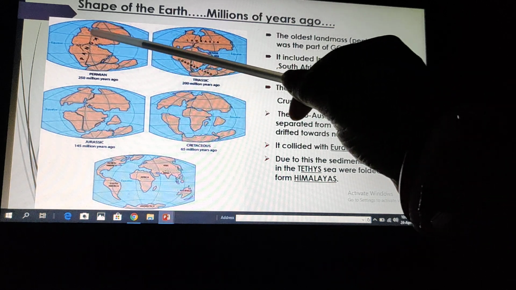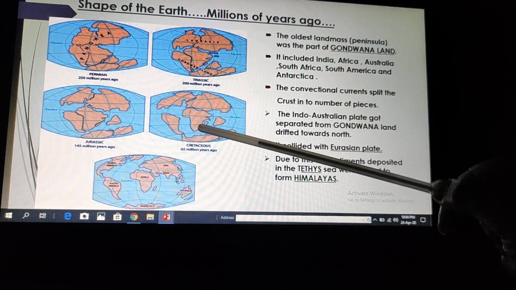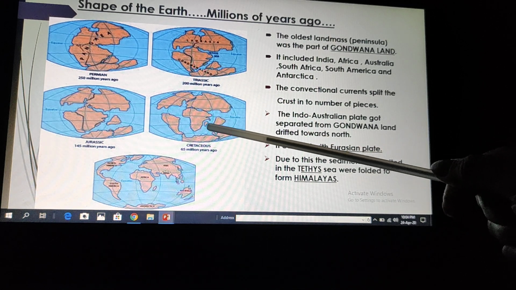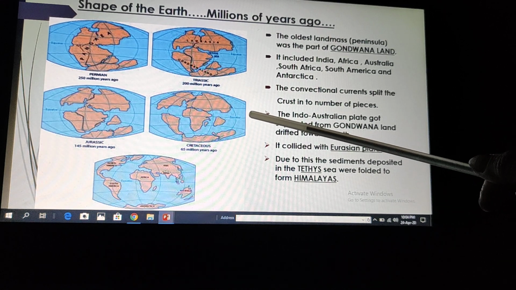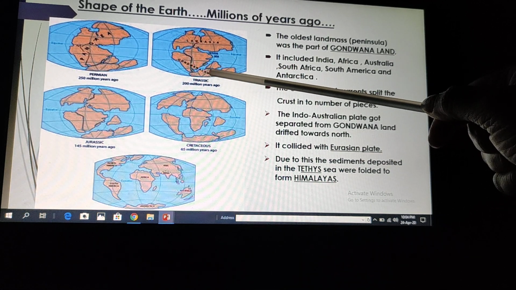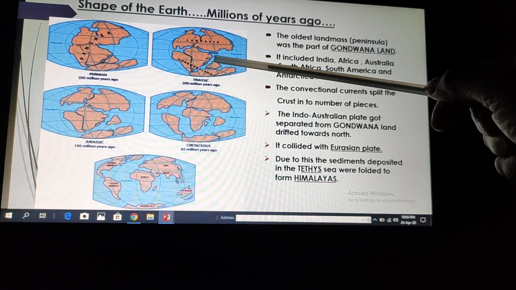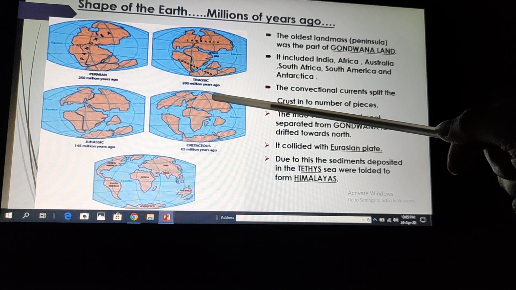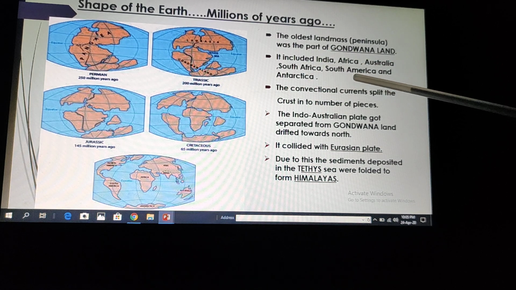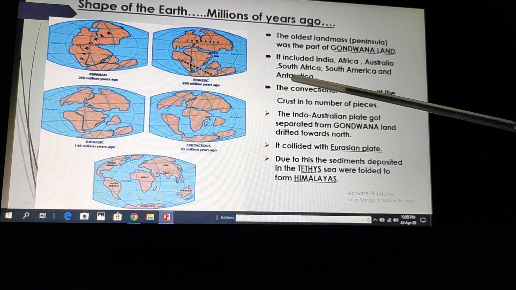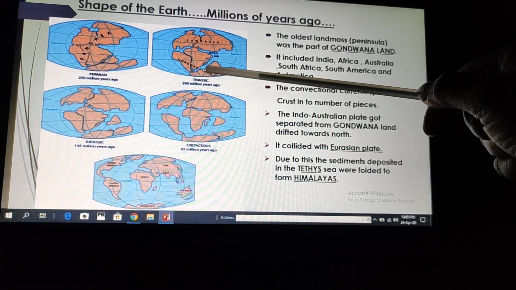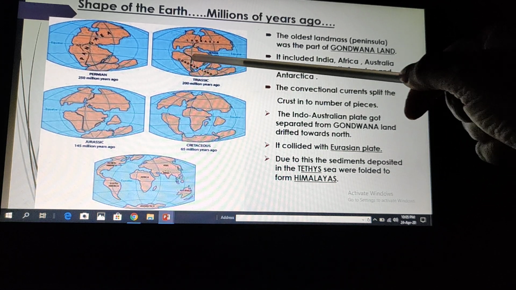Earlier it was like a jigsaw puzzle, but then due to the convectional current produced under these plates, they all drifted. Now the Gondwana land, which was in the south, included our country India, then Africa, Australia, South Africa, South America, and Antarctica. All these were parts of Gondwana land. So our country was part of Gondwana land.